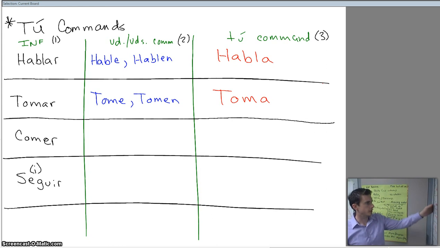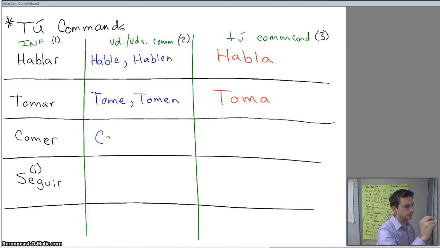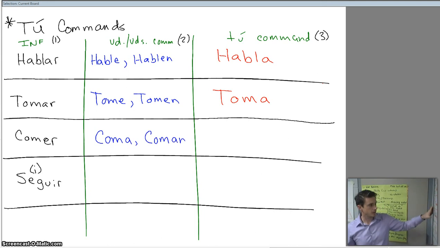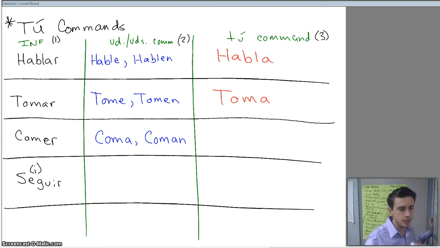Comer. What do you think? It's just going to be that easy again. You're absolutely correct. The usted command, coma. The ustedes command, to give to a group, coman. The tú command, to tell your friend, hey, eat, is just come. Come.